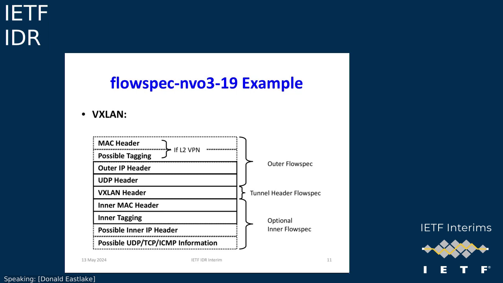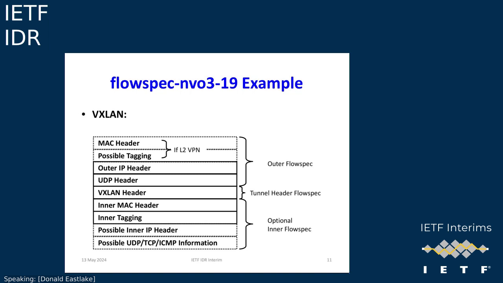So this is VXLAN. Very similar. In VXLAN, there's always a UDP header, and so you can match on the outer IP and UDP header. You can optionally match on outer L2 stuff if you want. Then there's the VXLAN header itself, so it has the tunnel header flow spec and the components there. Usually fairly simple, I think. You can match against things in the tunneling header. And then optionally, you could have an inner header to match against the fields that are after the VXLAN.